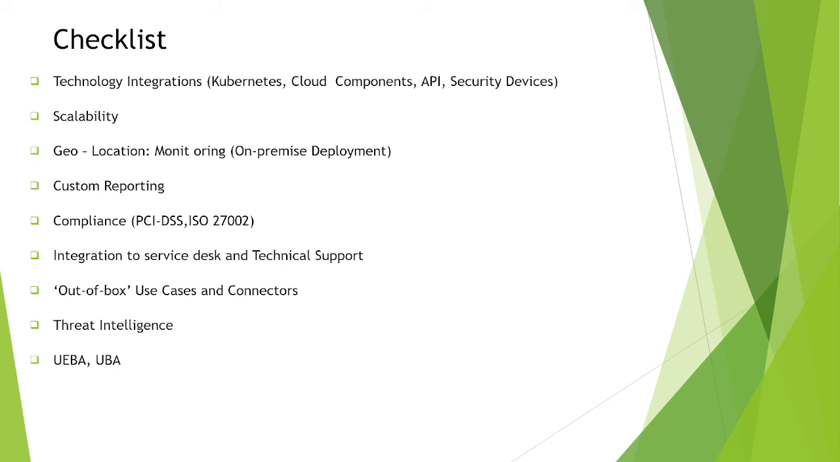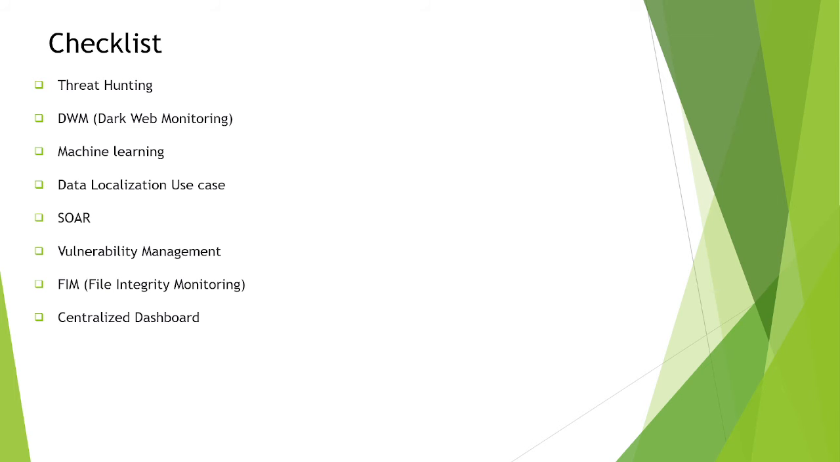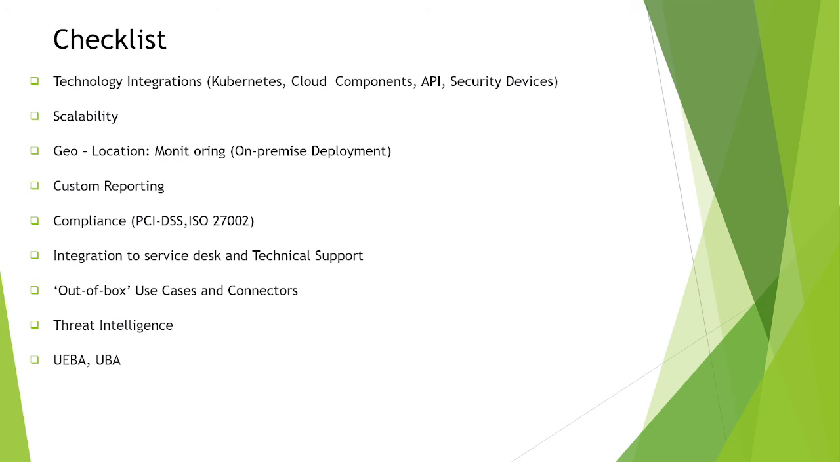Then the checklist. We already understood the use cases we need in a SIEM tool. Based on that you can work and try to finalize the product. But on top of that, technology integration, please make sure, because you have a number of technology products running in your organization. First understand which products you are using, and make sure you can integrate those products with the SIEM. Once you have confidence, then you can go for that particular tool.